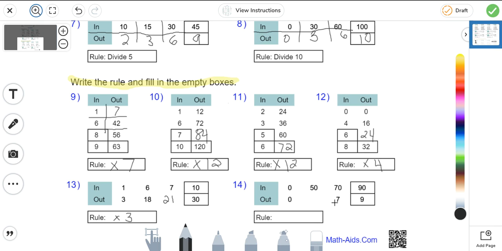All right, here they gave us a 0. They were kind of mean. 70. They got smaller on this one. It's different. I put in a 70 and I get a 7. I put in a 90 and I get a 9. My rule, I am dividing by 10. And 50 divided by 10 is 5.